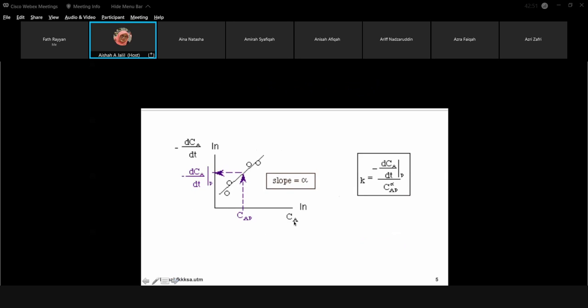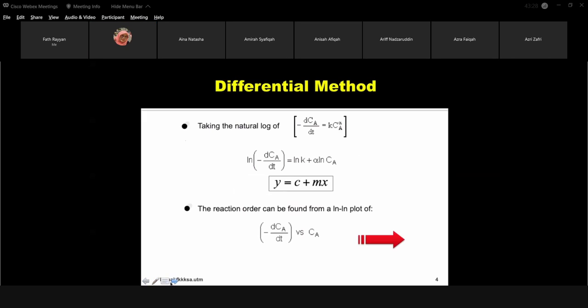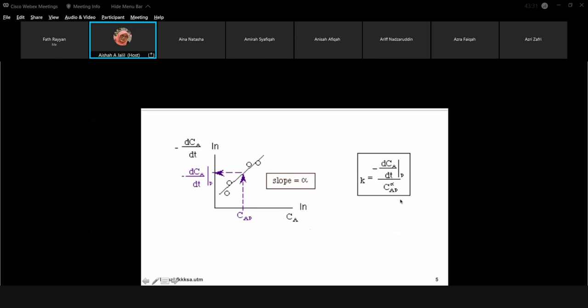That's why you see ln of dCA per dt as Y, and ln CA as X. When you put all the points, you can draw the straight line and then get the slope m from Y per X. Then the k you can get from where the line touches the Y axis; you get ln k. Then you can get the k. Okay, that is from the graph.